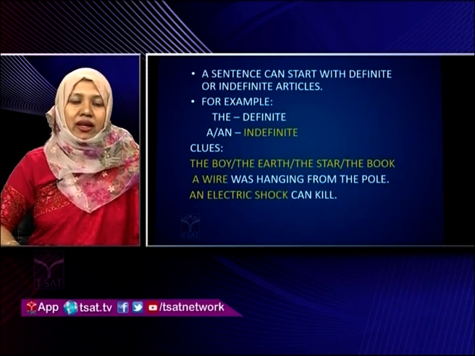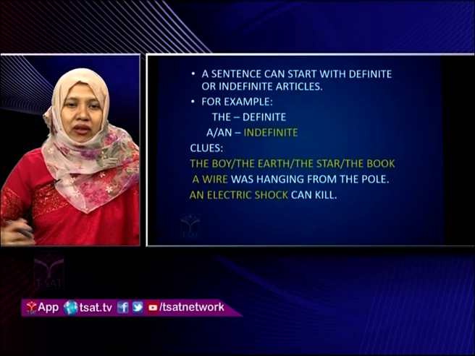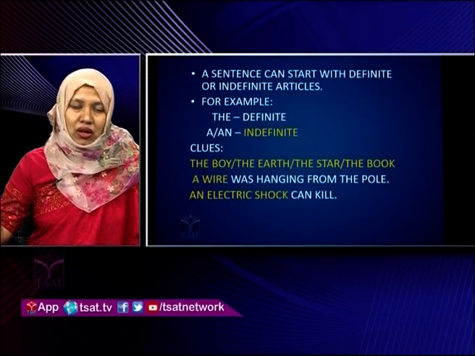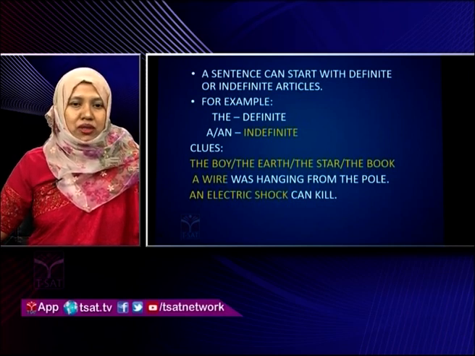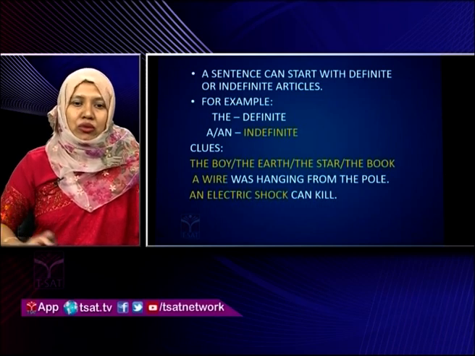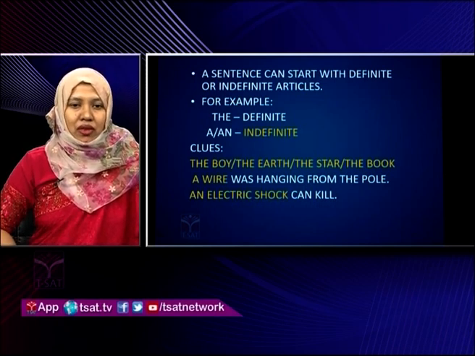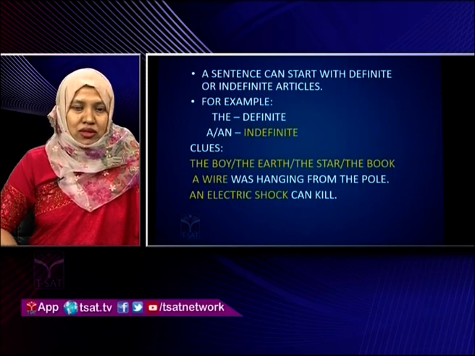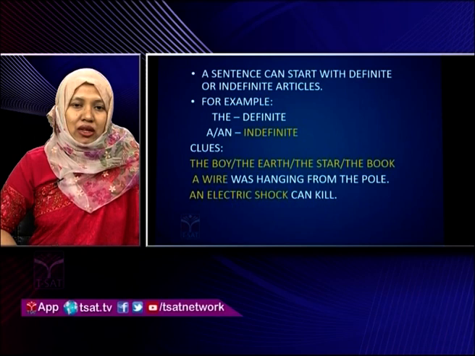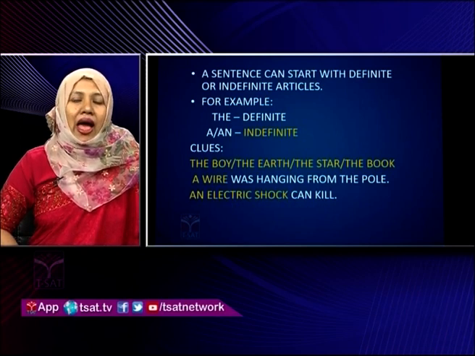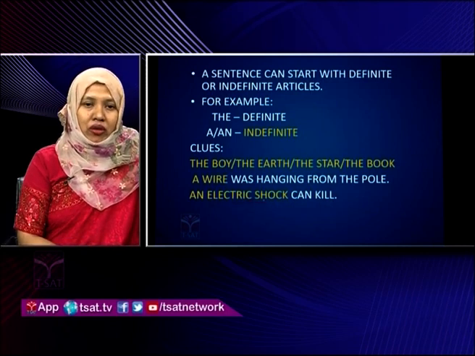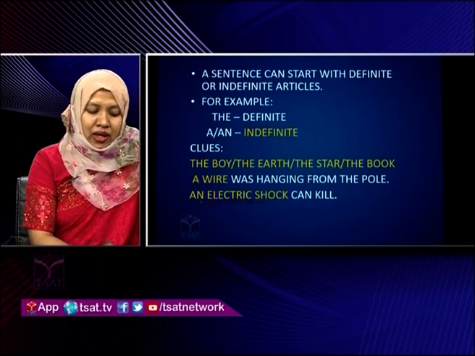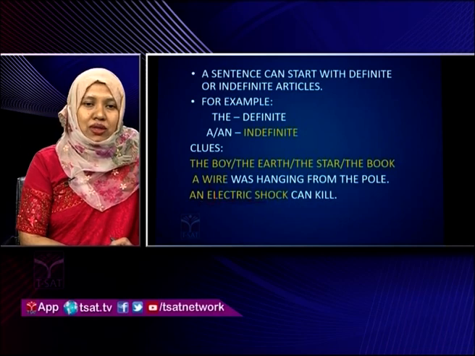When you talk about anything, you use a. A wire was hanging from the pole. I saw a wire hanging from the pole. So with a wire, you are talking about an object. A is used before any noun. An is used before vowels, before a word which starts with a vowel. An electric shock can kill. Here the subject electric shock starts with E. E is a vowel, so before E we have to use an.